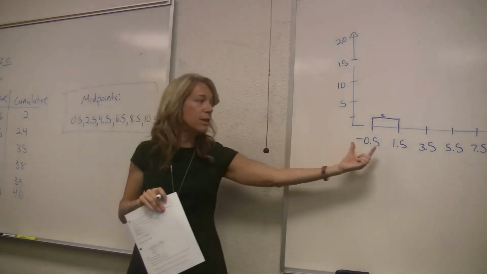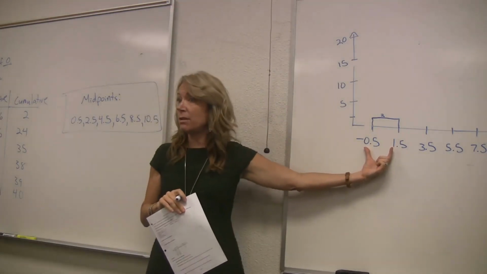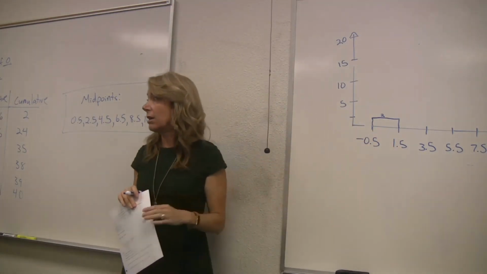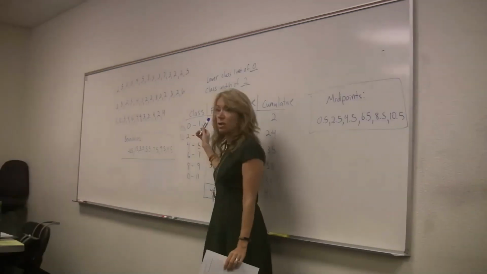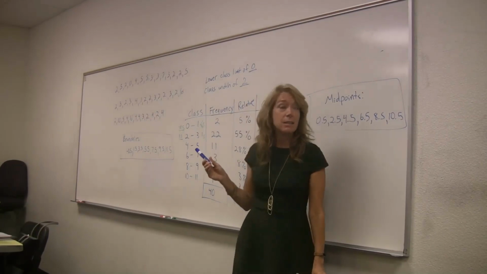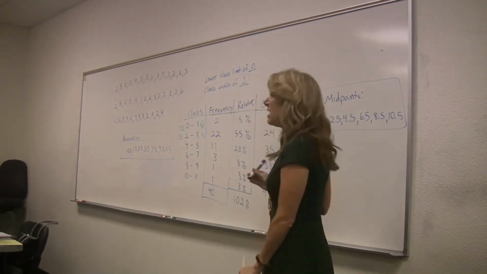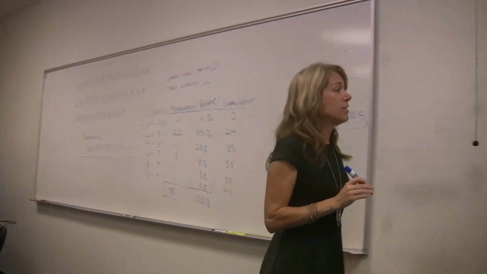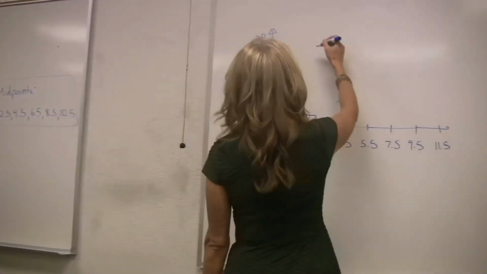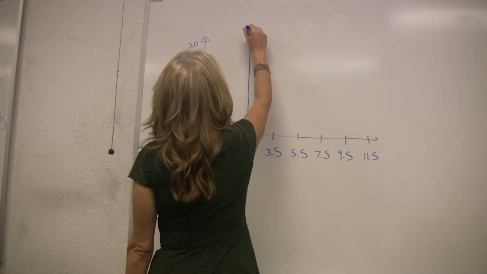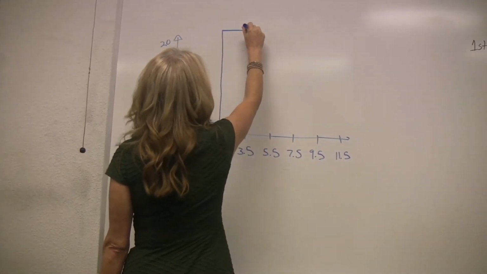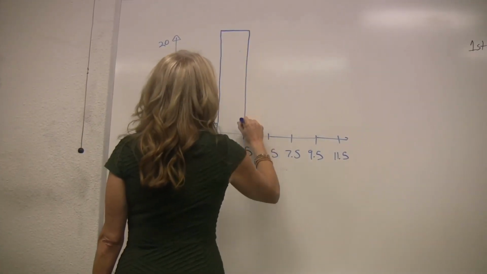I just went for this class. If you're between these two numbers, there's 2 in that category, in that class. The next one, though, had a 22. So it's going to have a much taller bar here. 22 is way up there, past my 20, about there. I'm eyeballing it. Sorry if you can't read this exactly.